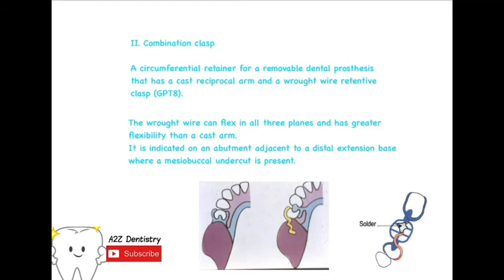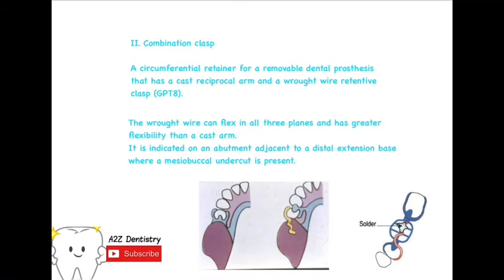According to GPT-8, it is a circumferential retainer for RPD that has a cast reciprocal arm and a wrought wire retentive clasp. The reciprocal arm will be made up of a cast alloy, right, and the retentive clasp will be made up of a wrought wire. Now why do we need wrought wire? It has certain advantages. This wrought wire can flex in all three planes, therefore it has a greater amount of flexibility than a cast arm.